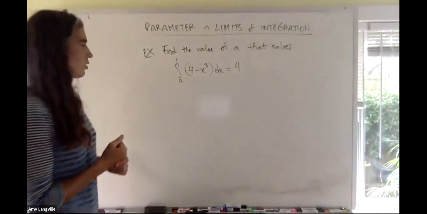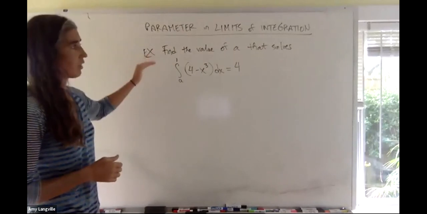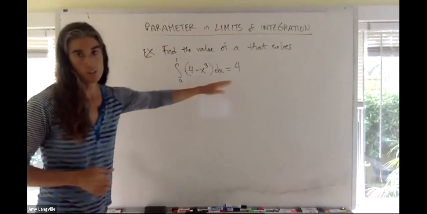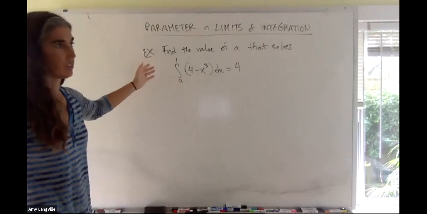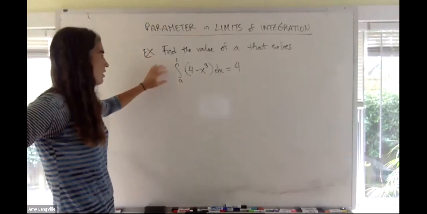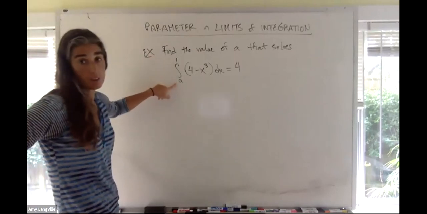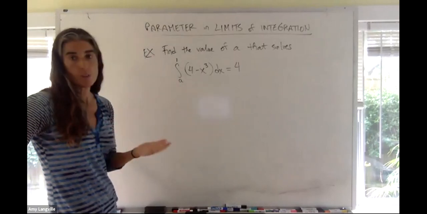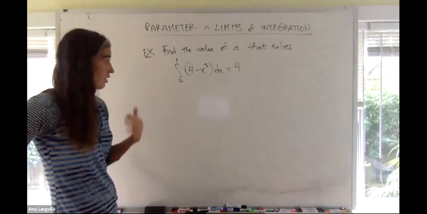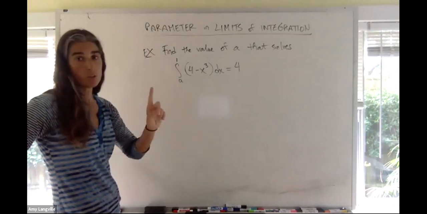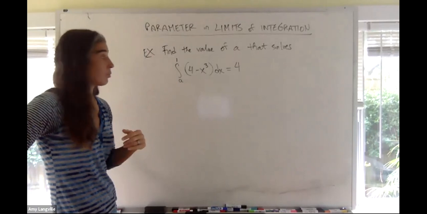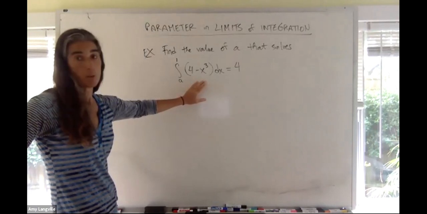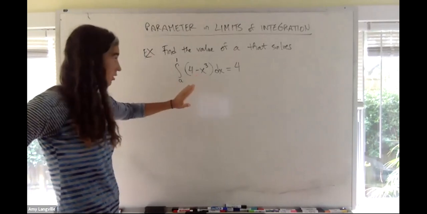Okay, suppose we want to do this problem. Find the value of a that solves this equation. The equation on the left-hand side involves a definite integral, but it has a parameter in the limits of integration. This parameter is a lower limit of integration, but very similar steps to what we just did. This time we'll be solving for a. We'll have one equation, one unknown, but it's likely going to be a much more difficult problem to solve. So let's see where we go with this.